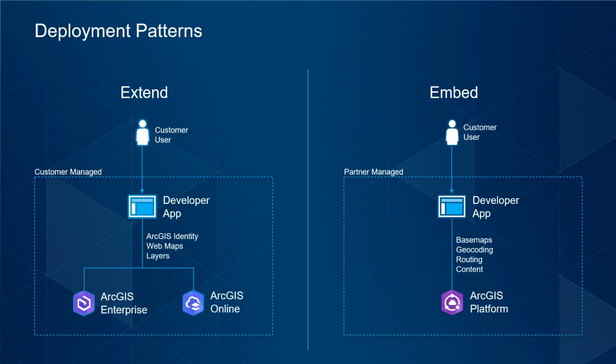Taking a closer look here, under the extend pattern, you as a developer have built an app and you sold that to a customer. The customer has ArcGIS Enterprise or Online, could be both deployed, and they're managing that. They're taking your app, they're deploying it within their managed infrastructure, and your app is integrating with Online and Enterprise using ArcGIS Identity, web maps, and layers, and that end customer is logging into your app using their identity.